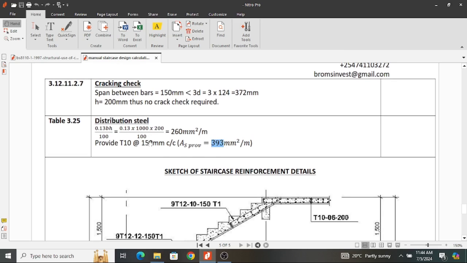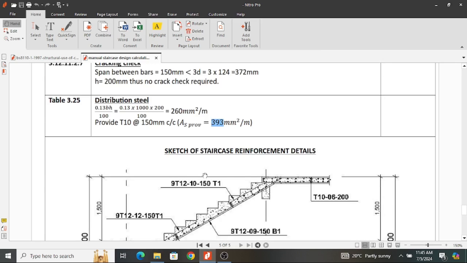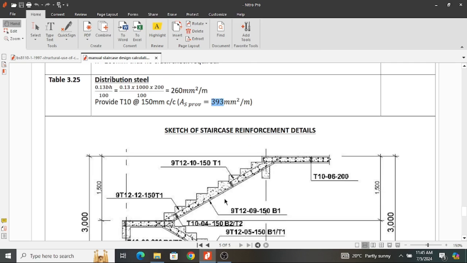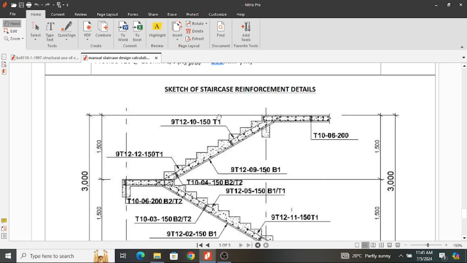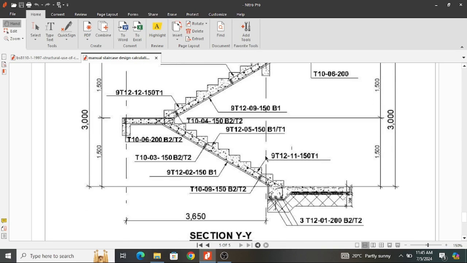So if we put 10 millimeter bars at 200, it is going to be safe because 10 millimeter at 200 is what gives us 393. That is why you're seeing that. Though I prefer for slabs and staircases to have uniform spacing for bars in both directions. That is why I would prefer we use 150 even if it will have a bigger area of steel provided, which is 523. But for these sections, I could still retain 150 or detail it to be 200. Therefore, I think that is it.